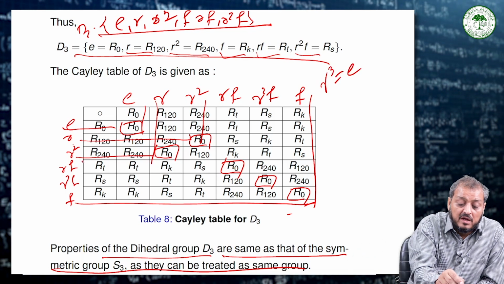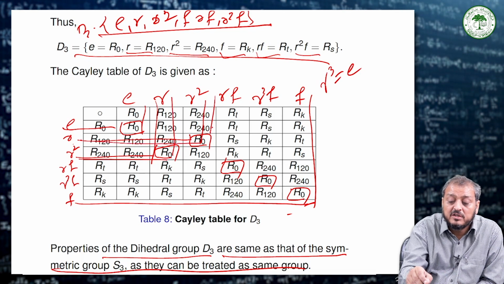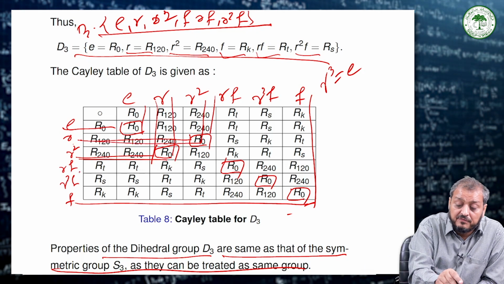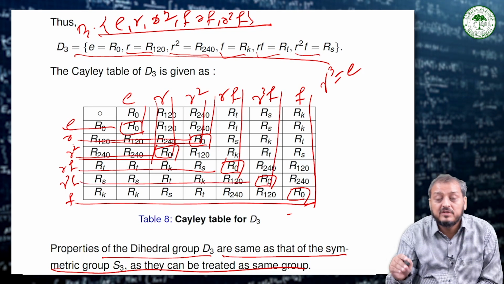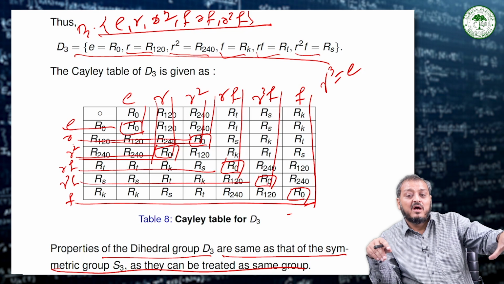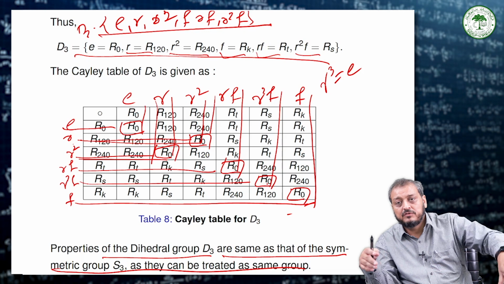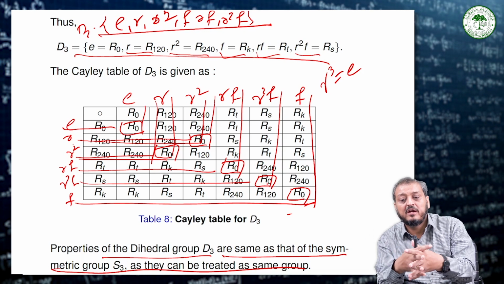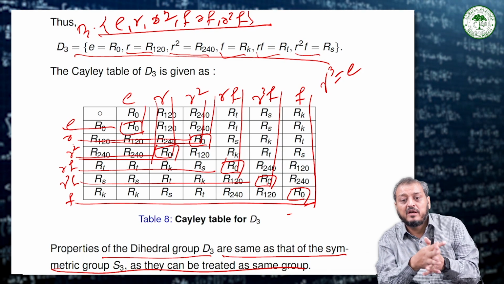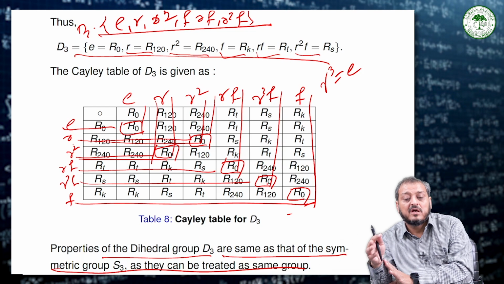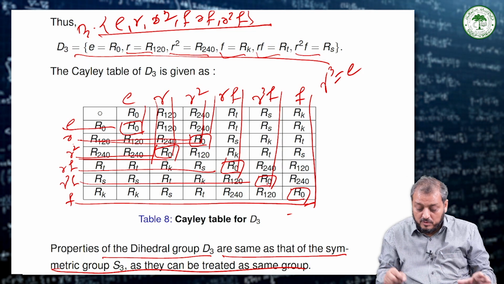So, clearly here we have to mention R square composition R is identity, R composition R square is equal to identity, and RF square is also identity, and R square F is also identity. So, the properties of the definition of the dihedral group are all satisfied here. So, clearly this is a dihedral group, and all the properties of this dihedral group D3 are the same as the properties of the symmetric group S3, and they are treated as the same group.